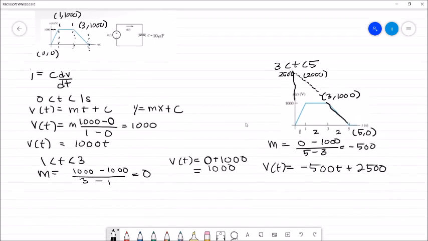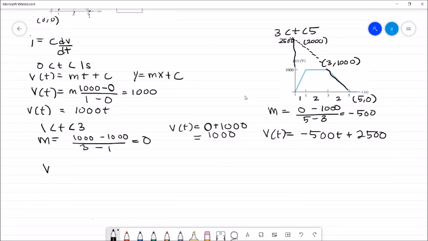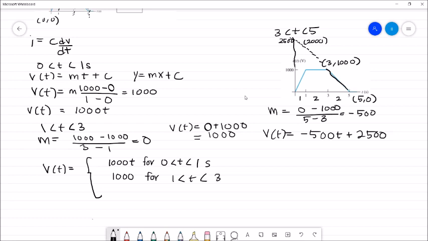Therefore, we can write the equation of voltage V(t) as follows: the first equation is 1000t for the interval 0 to 1 second, and then 1000 for 1 to 3 seconds, and then negative 500 t plus 2500 for the interval 3 to 5.